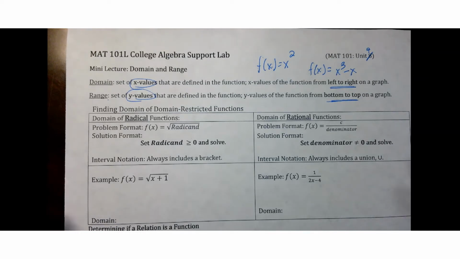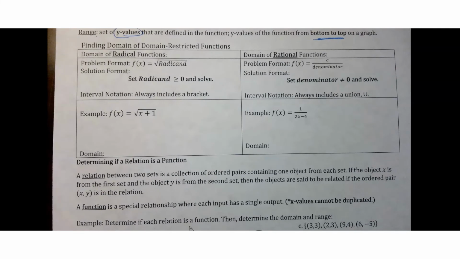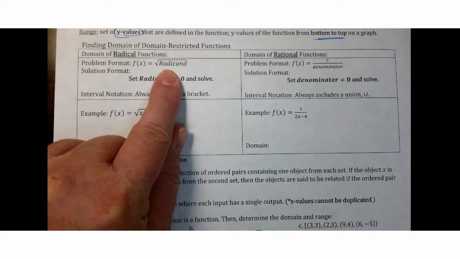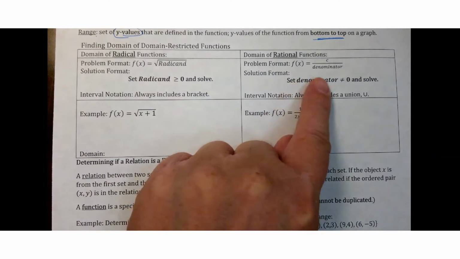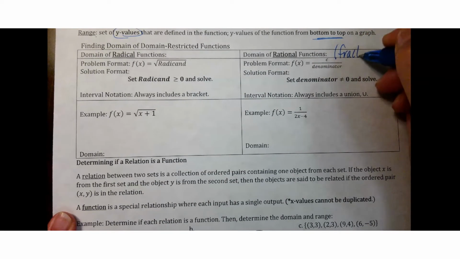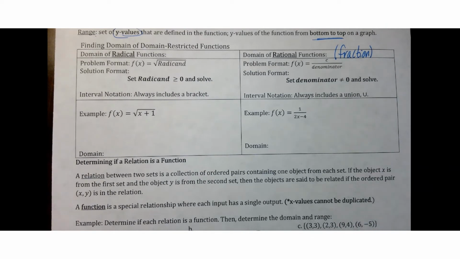But there are a couple of functions that we're going to talk about today where that is not the case. These are called domain restricted functions. That means you cannot plug in every single number on a number line and get a value for y. So for these domain restricted functions, we're talking about two in particular. The first one is a radical function. Those are the ones that have the square root with it. The other one is rational, and those are the ones that look like fractions. So you need to remember that rational is the same thing as fraction. Okay? Now, let's talk about the radicals specifically.